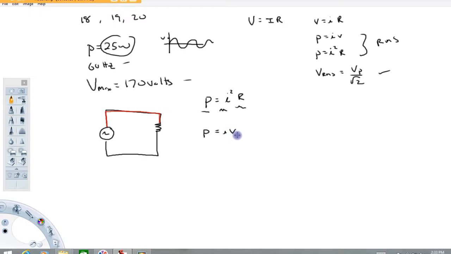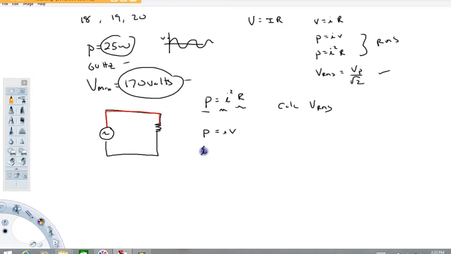Now, here's an important part. It says right in the problem, this is a maximum voltage, not an RMS voltage. In these power formulas, these have to be RMS values. So, first calculate your RMS voltage by taking your peak and dividing it by root 2. That value can go here. The power you already have that was given in the problem, that will allow you to calculate the current, and that current will be an RMS current.